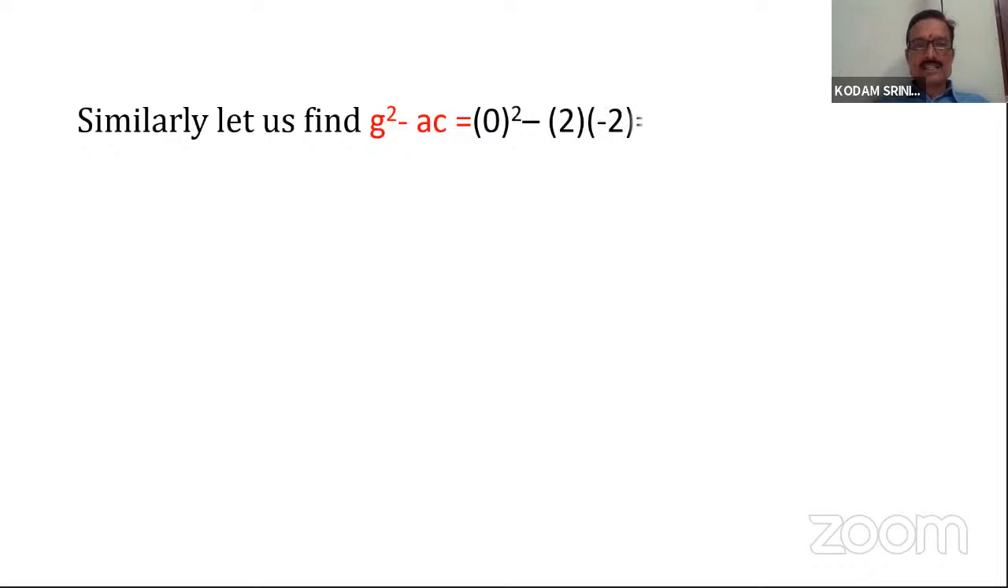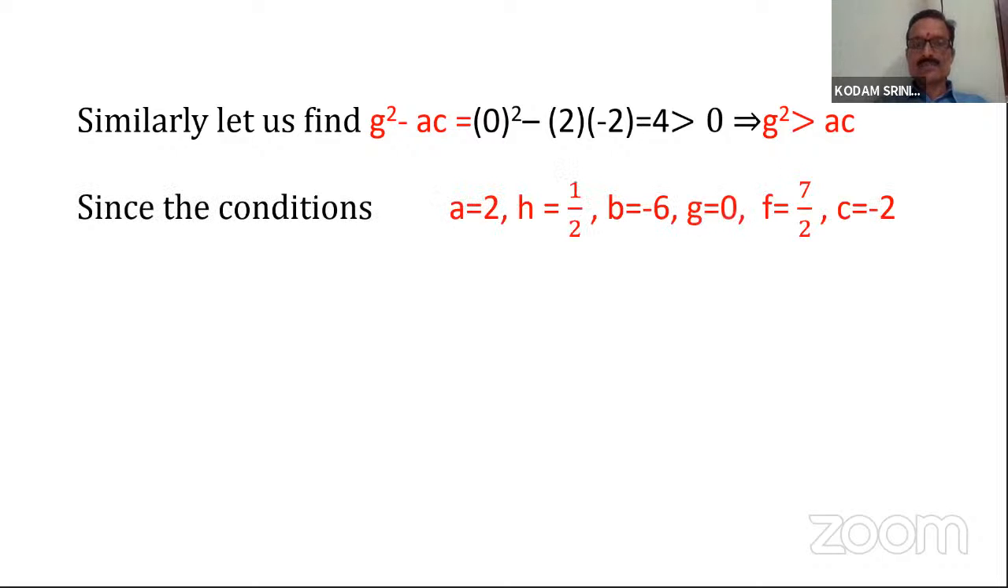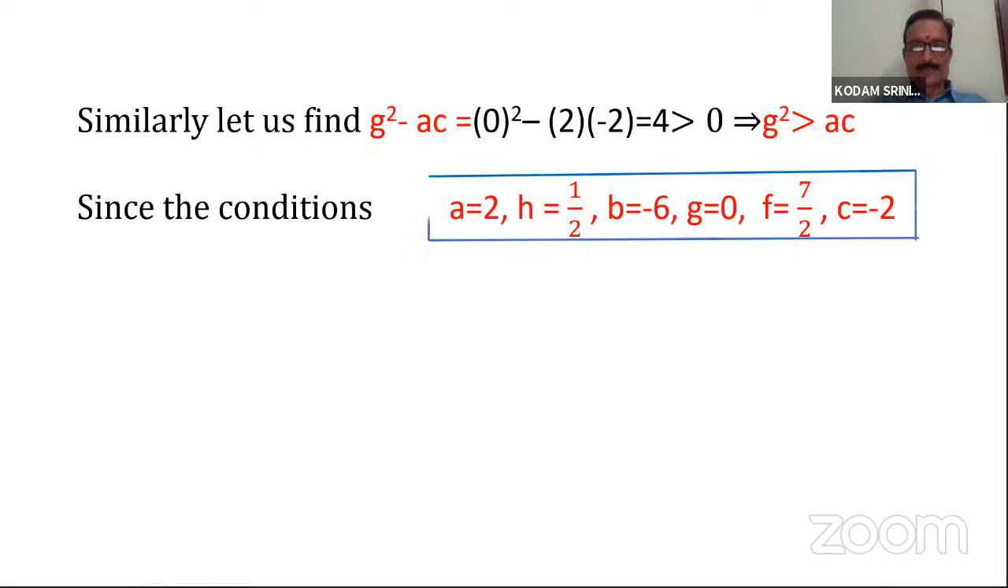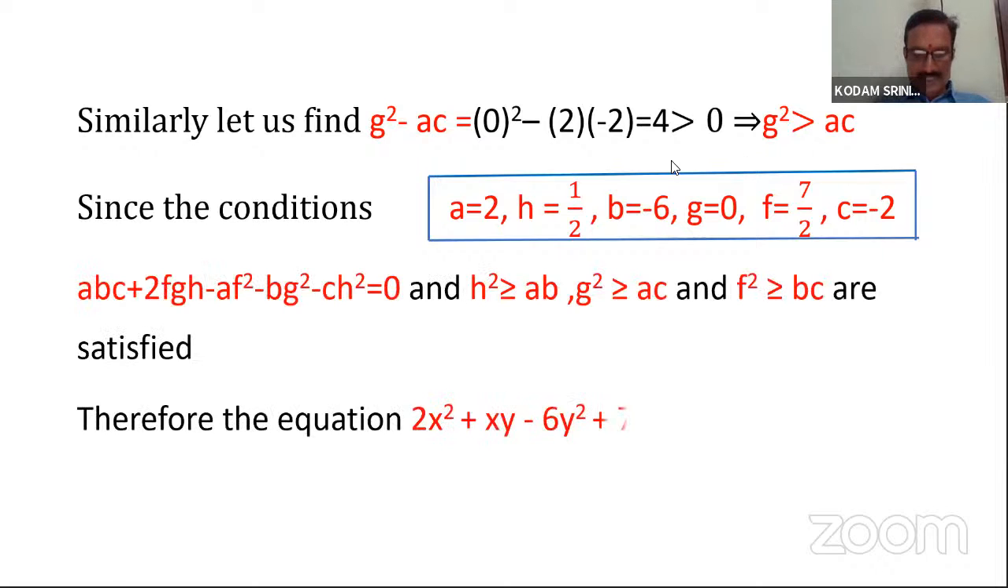Similarly, by checking the third one also, that is g square minus ac value. G is already 0, that is g square minus ac, that is 0 square minus 2 into minus 2. Here minus into minus 2 into minus 2, we will get plus 4. 0 plus 4 is 4. 4 is always greater than 0. So therefore we got g square minus ac greater than 0, which means we will have g square greater than ac. So therefore we got that.